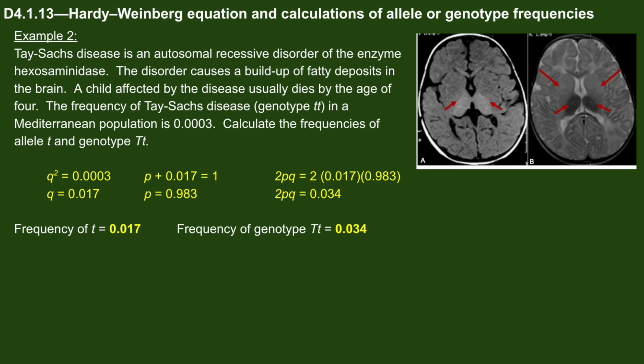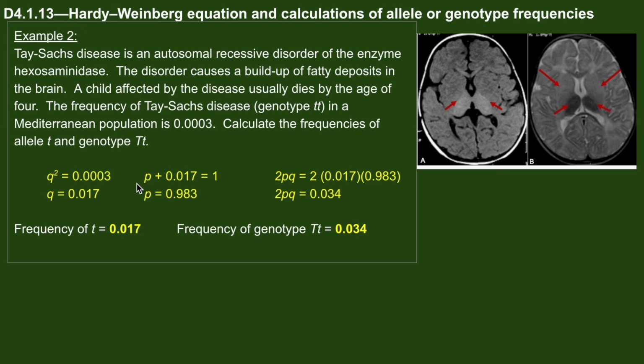Calculate the frequencies of two things, allele t and genotype T. So remember, you're usually given q squared, and sure enough, you were given the frequency of the disease, which is our q squared. So if q squared is 0.0003, the first thing I'm going to do is square root that so I can get my q, which is 0.017.